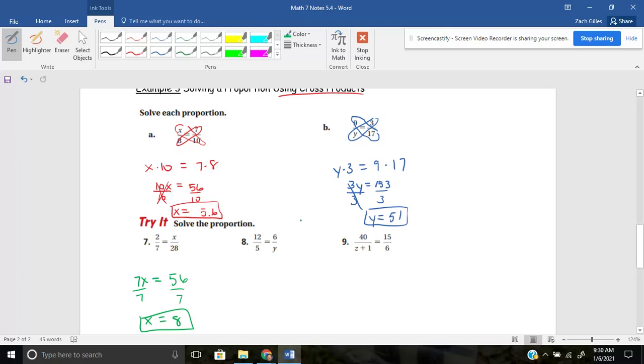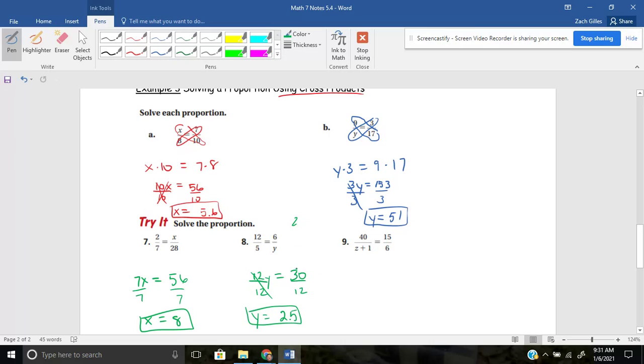The next one, I have 12 times y, it should be 12y, equals 5 times 6, which would be 30. Divide by 12 on both sides, and y equals 30 divided by 12, which should give you 2.5. Right? 12 times 2 will be 24.